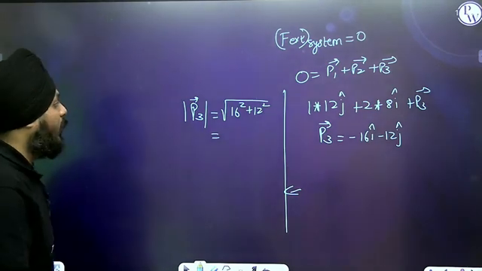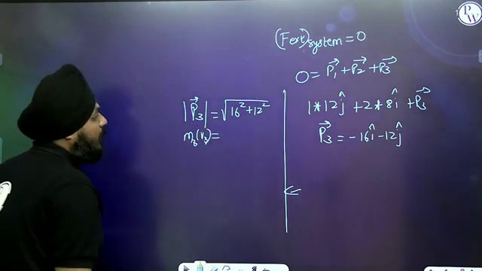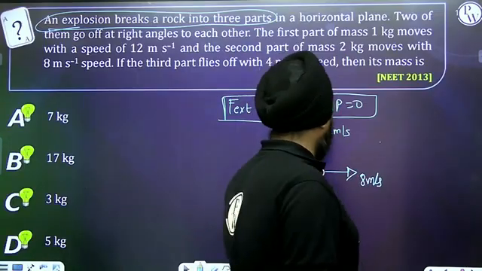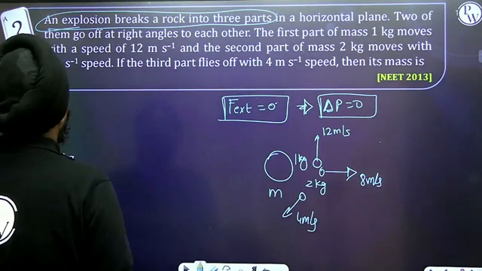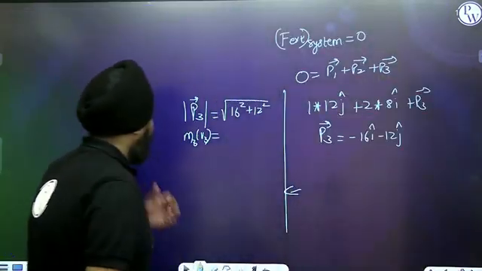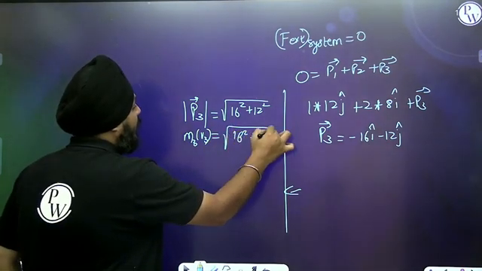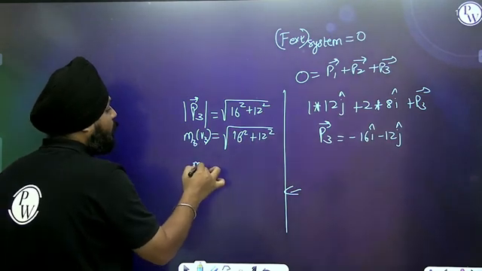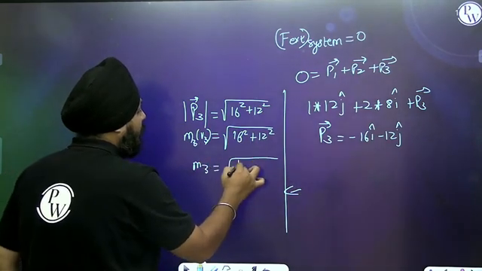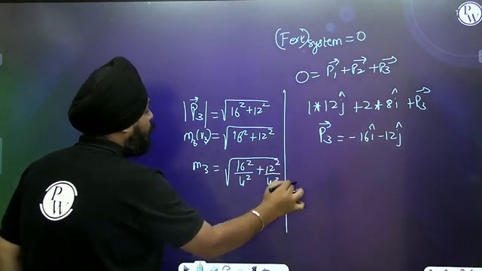If we're talking about the magnitude, then this is mass into velocity of the third particle. What is the velocity of the third particle? It is moving with 4, and we need to calculate the mass. So this is under root of 16 square plus 12 square. This is 4 times m3, so m3 is under root of 16 square by 4 square plus 12 square by 4 square.